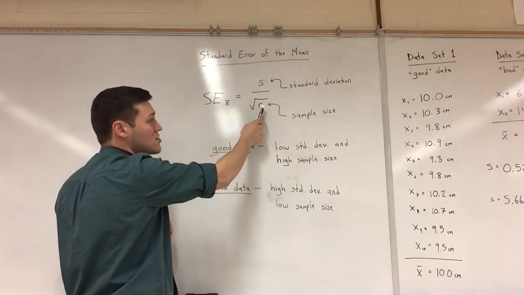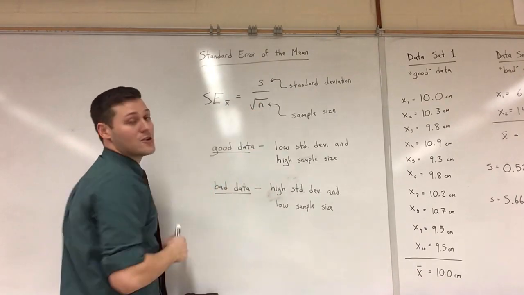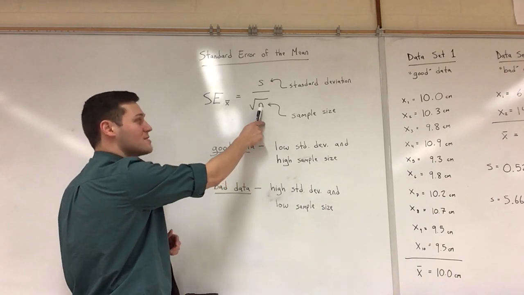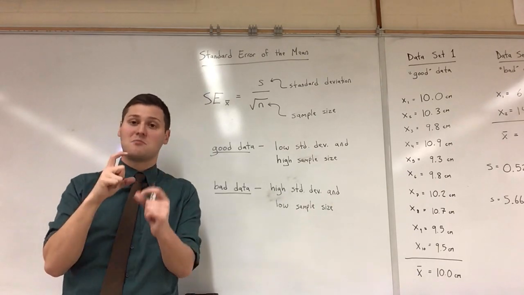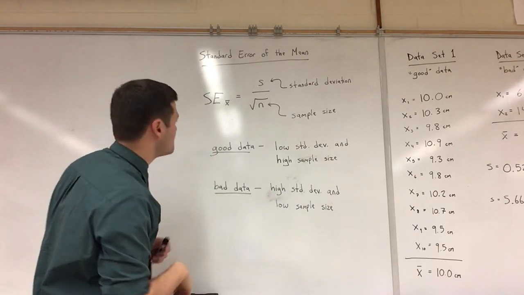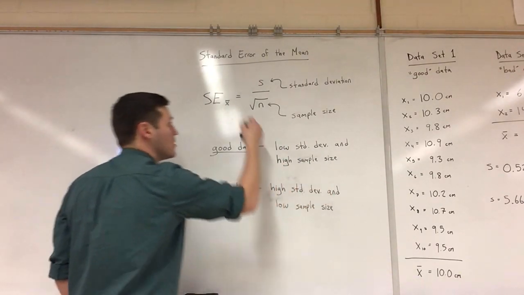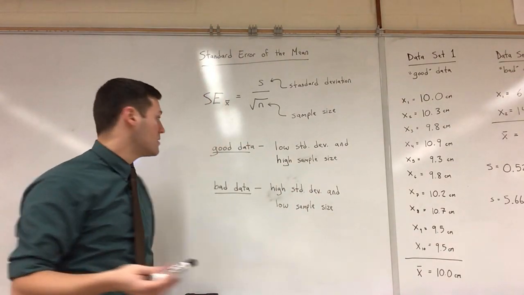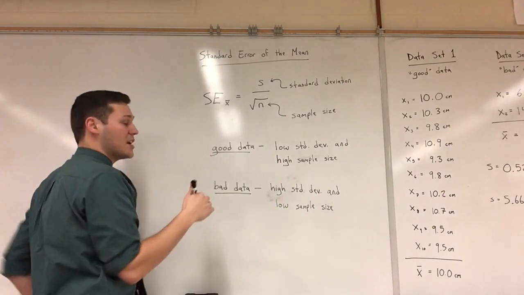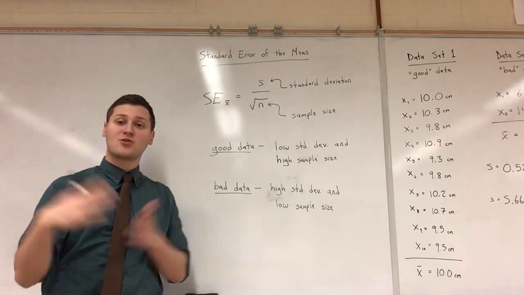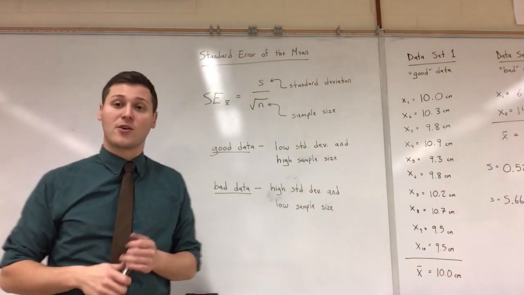And furthermore, if your sample size is bigger, that means that you're going to have an even lower standard error. So if you have like 10 data points versus 2 data points, the 10 data points is going to lower the standard error more. And you want a small standard error from the mean. So good data has a low standard deviation and a high sample size, which would mean that there's not a whole lot of standard error from the mean. Whereas bad data would have high standard deviation, so it's pretty spread out, and on top of that there's a low sample size, so maybe only 2 data points. And that would give us a pretty high standard error of the mean.